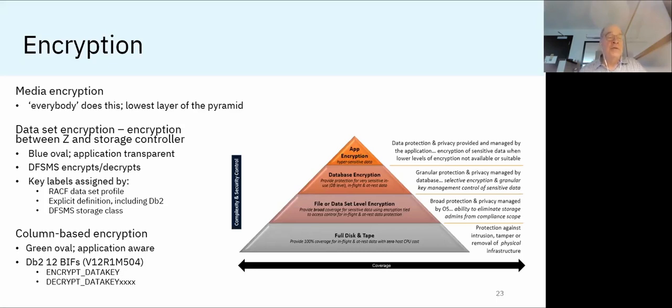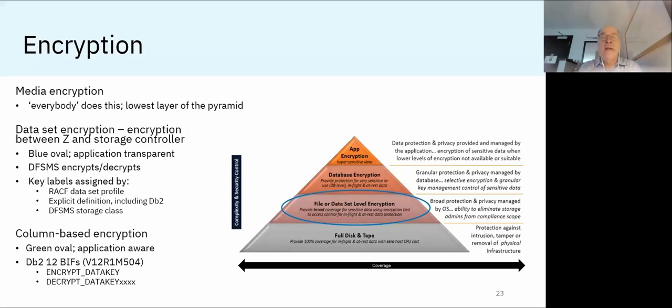Then there's the phrase that IBM uses called data set encryption. And that's about encrypting data between the Z system and the storage controller. So for example, if there's a sysplex that's stretched across a geographical area, a lot of the traffic is going over fiber that is not controlled by the customer. And so you probably want that data to be encrypted as it travels there. So when I pop in this blue oval, that's what we're talking about here, data set encryption.